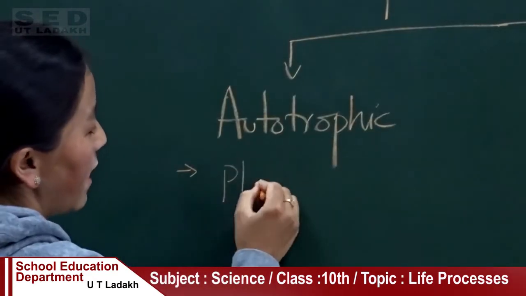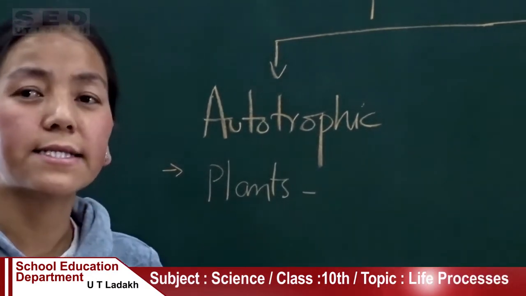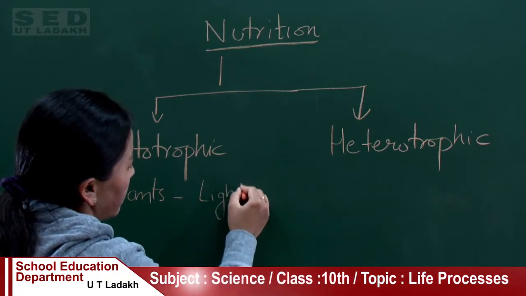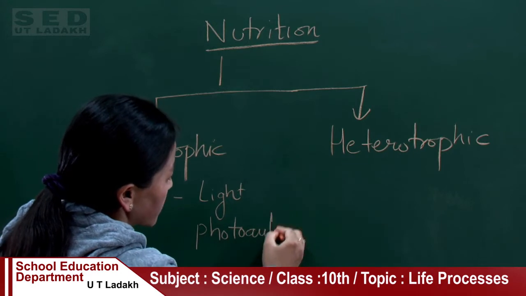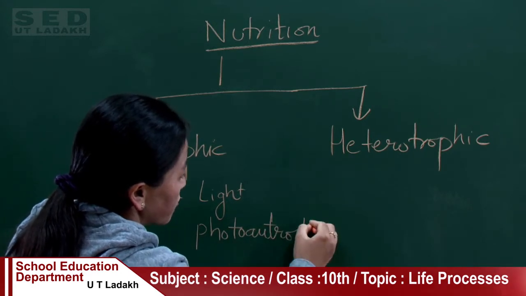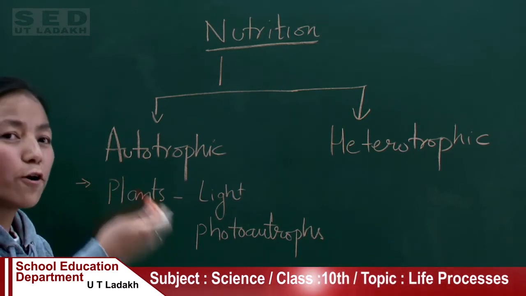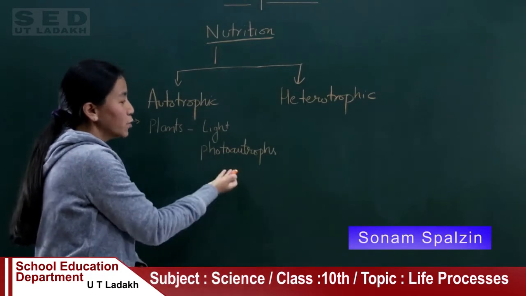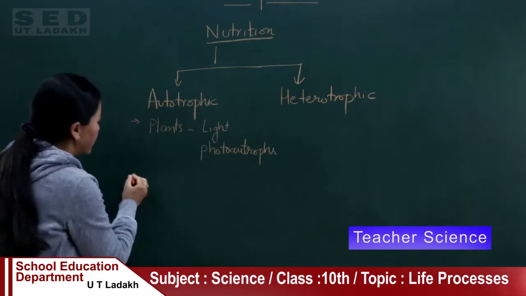Let's say in plants, when autotrophic nutrition happens in plants, it is with the help of light, so we call the plants photoautotrophs. Photoautotrophs: auto means to make their own food by themselves, troph means to feed. So when plants make their own food with the help of light, they are known as photoautotrophs.